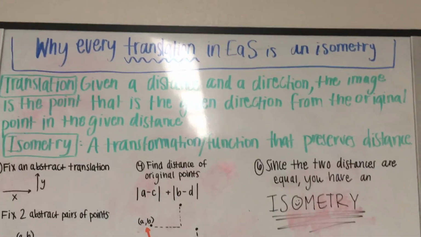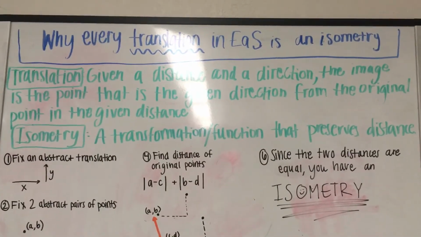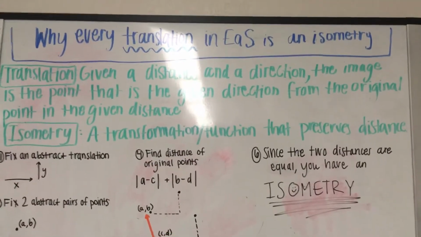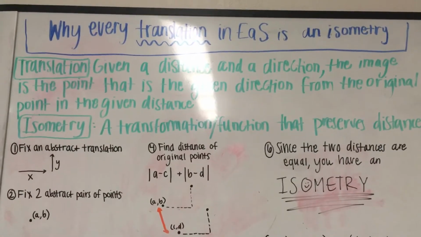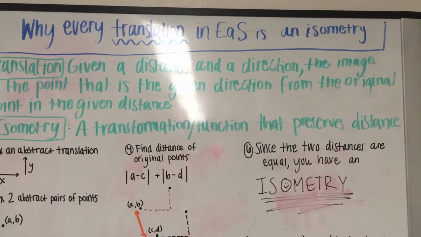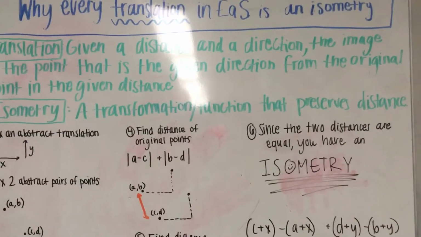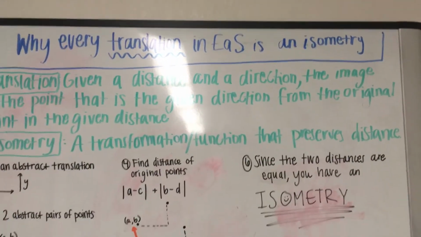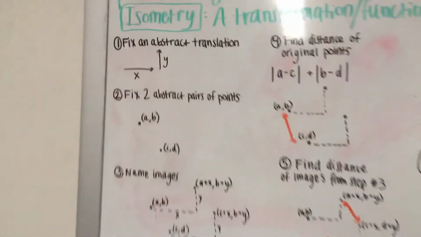In simpler yet incorrect terms, translation means to slide an image over, figuratively, not literally. And isometry is a transformation or function that preserves distance. And so why every translation in Etch-a-Sketch is an isometry can be proven through 6 steps.